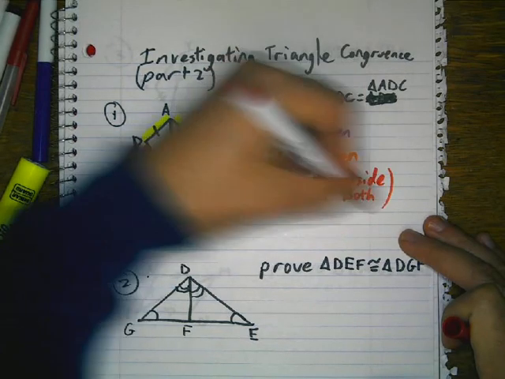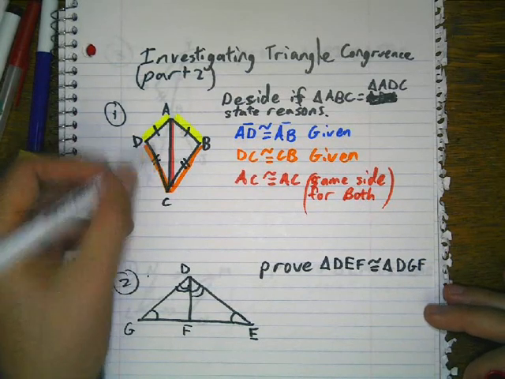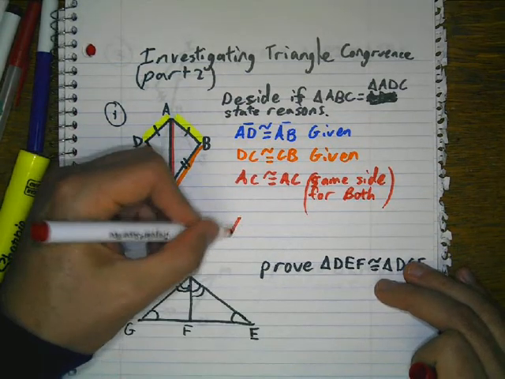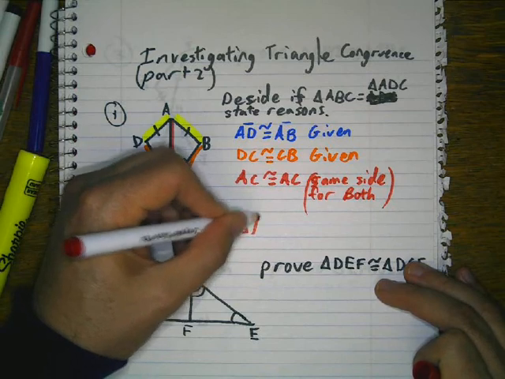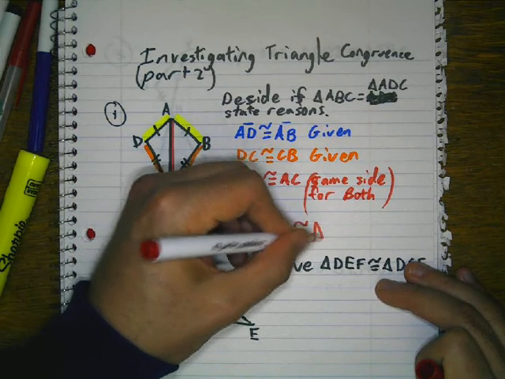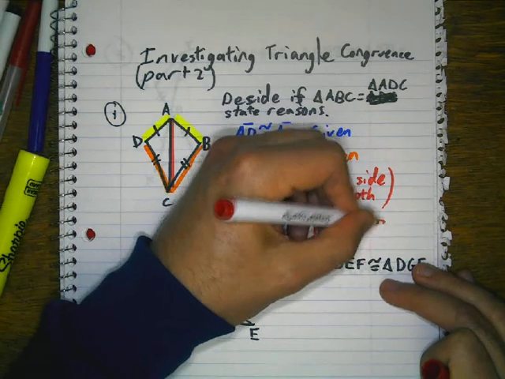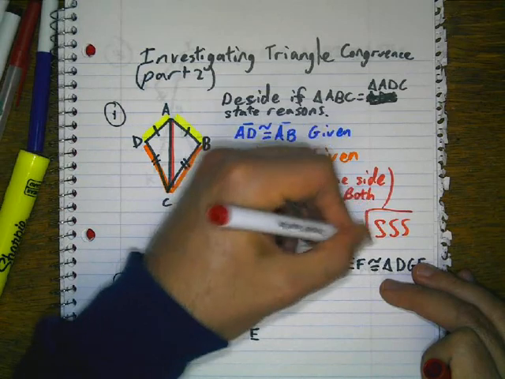So they're using the same side for both triangles, and so now I've got side, side, side, and so triangle ABC is congruent to triangle ADC by side, side, side congruence. Okay, let's look at question number 2.